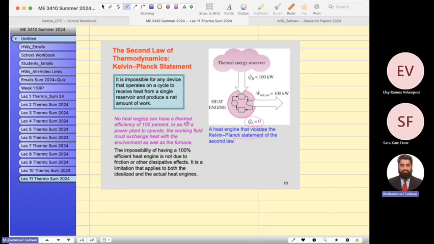So no heat engine can have a thermal efficiency of 100%. For a power plant to operate, the working fluid must exchange heat with the environment as well as the furnace. It is impossible for any device that operates on a cycle to receive heat from a single reservoir and produce net work. So you cannot have a complete 100% work output from the heat. You must have some heat rejected to the environment.